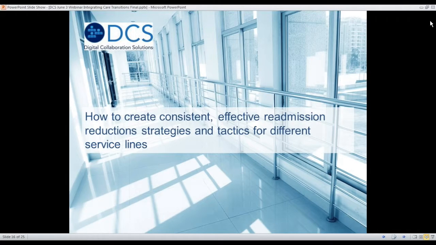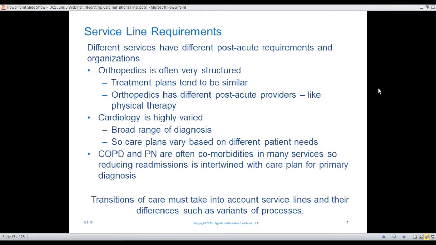Well, the next question, and the next one of our learning objectives, was to look and say, okay, how do we do this effectively across the different service lines of our healthcare organization? And the thing we suggest to you is recognize that different services have different post-acute requirements and different post-acute organizations that are involved. For example, orthopedics is often a very structured service. Treatment plans tend to be similar, and they have very specific post-acute providers like physical therapy, for example, that are being used that might not be used elsewhere in your post-acute world.